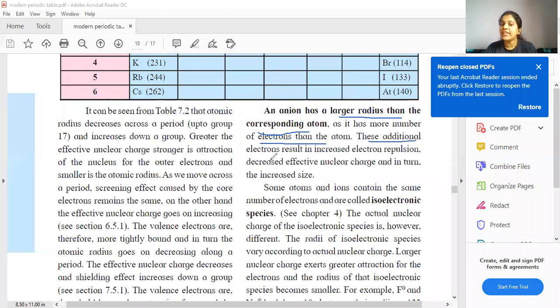These additional electrons result in increased electron repulsion. They decrease the effective nuclear charge and they increase the size. Okay, students, see the same thing we studied in atomic radius as well. How did we find out the trend in atomic radius? Across the period it decreases, down the group it increases.